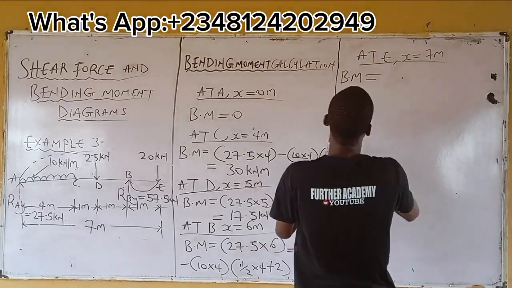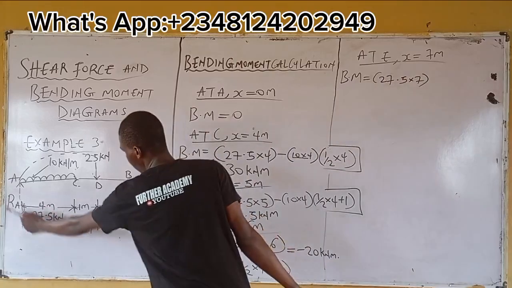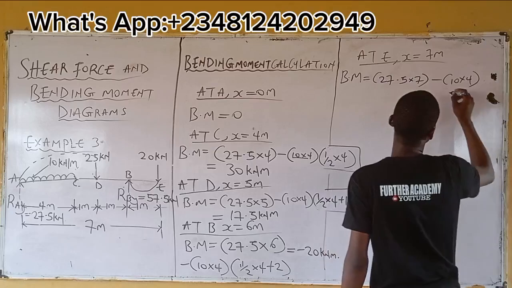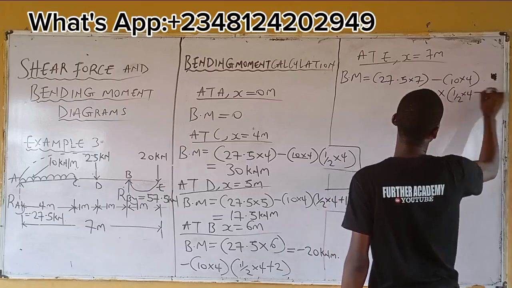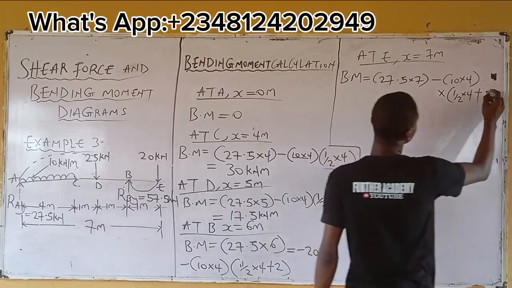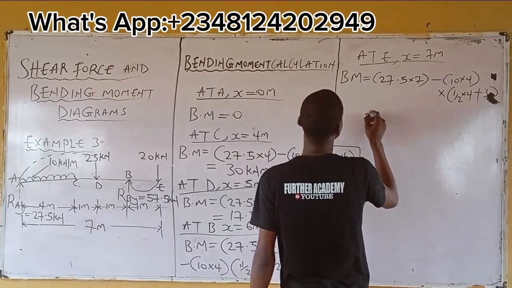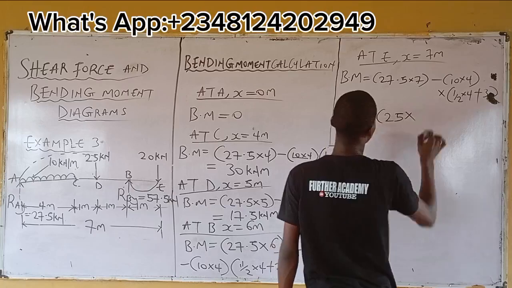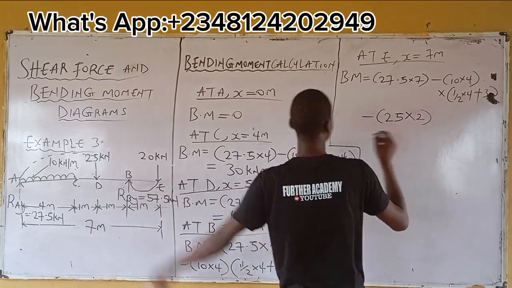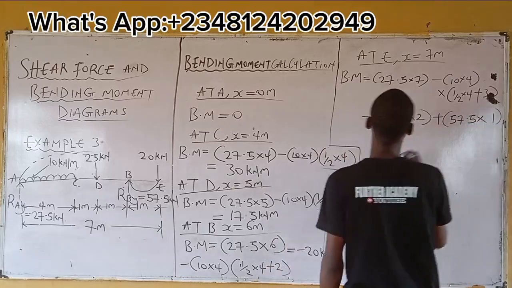That becomes what? 27.5 times 7, the total distance, minus 10 times 4 times 1/2 times 4 plus the remaining distance, the addition of 1 and 1 and 1, meaning 3. So you have plus 3. Then this is just for your UDL. The next one is 25 kilonewton, minus 25 times 2. Next up, you have this support at B, meaning plus 57.5 times 1.